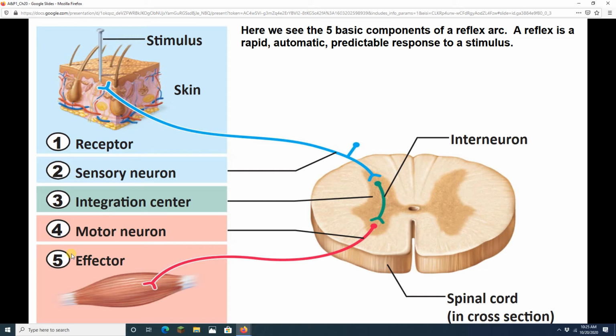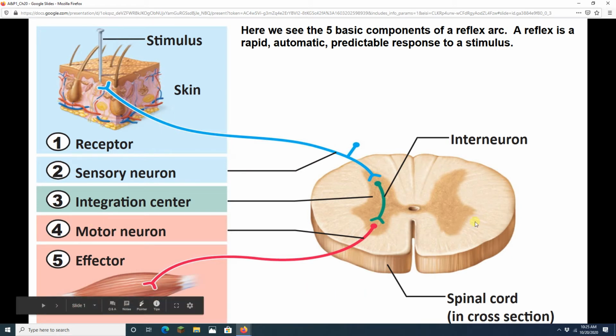Now, those are the basic components of my reflex arc. Receptor, sensory neuron, integration center, motor neuron, effector. RSIME, however you want to remember it. Those are your 5 basic components.